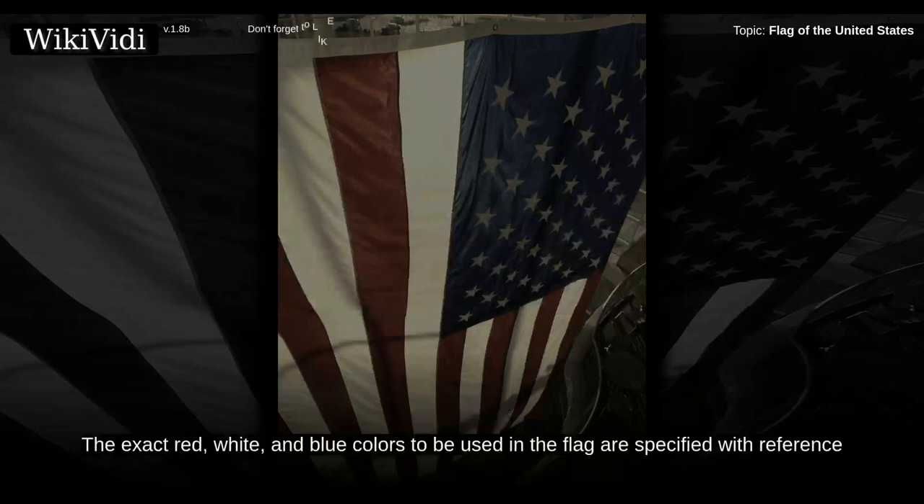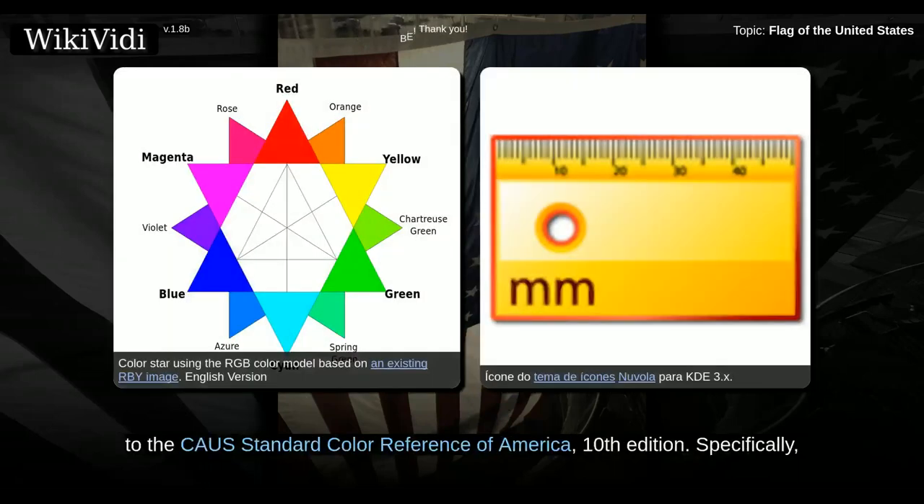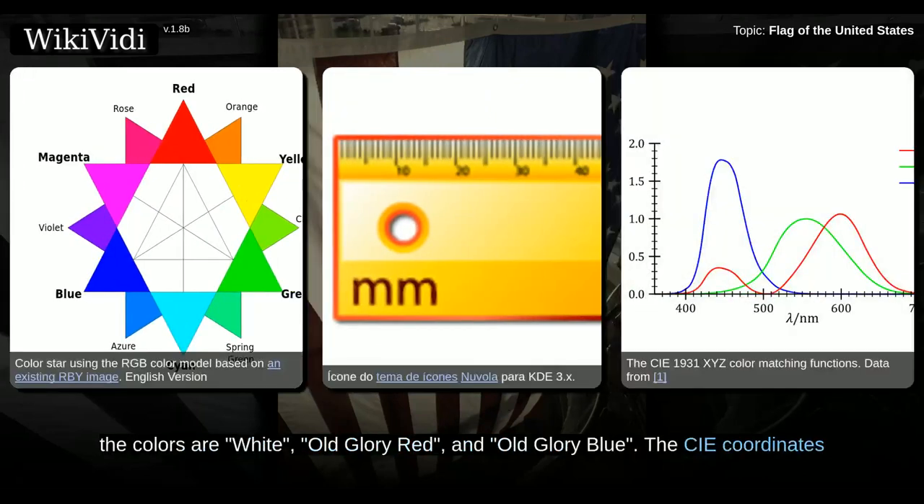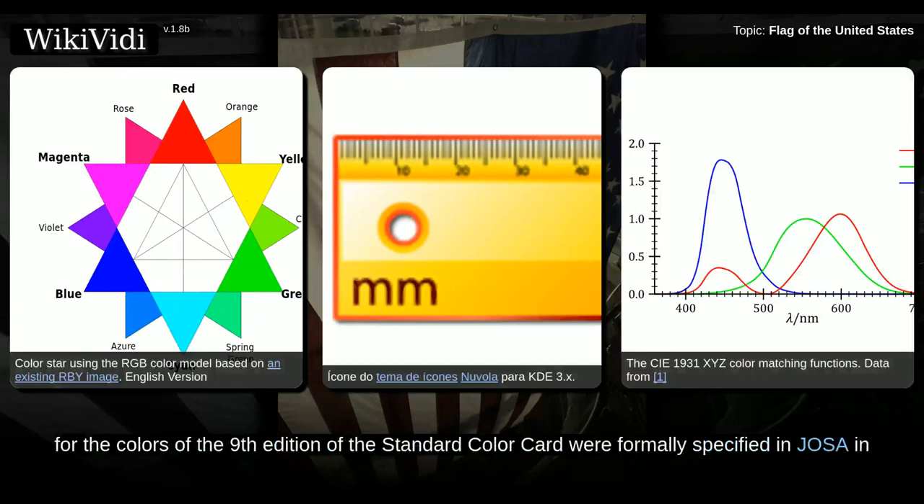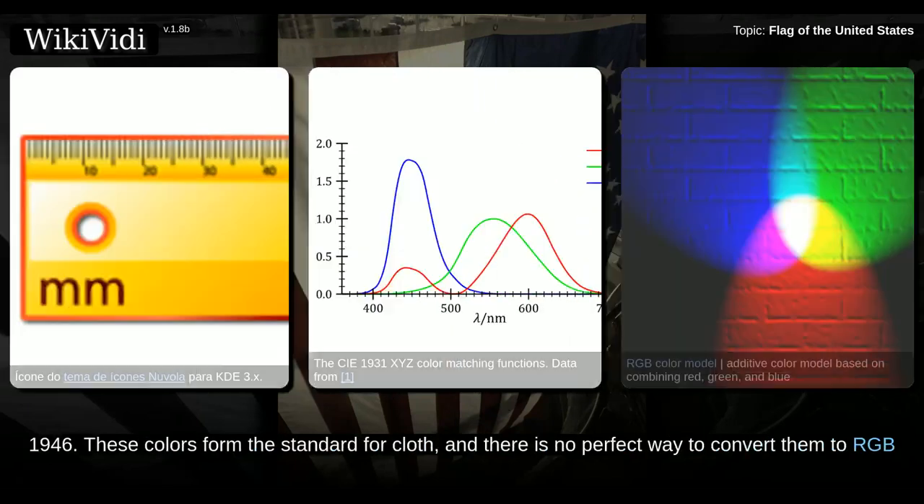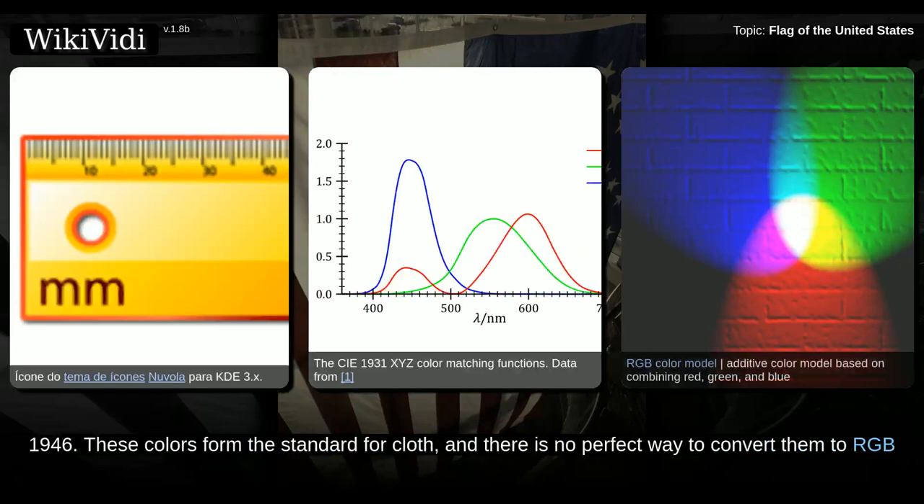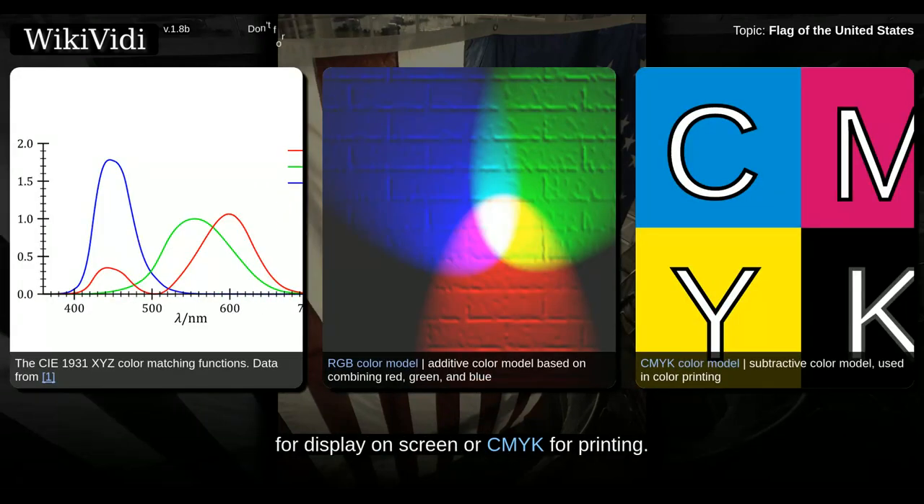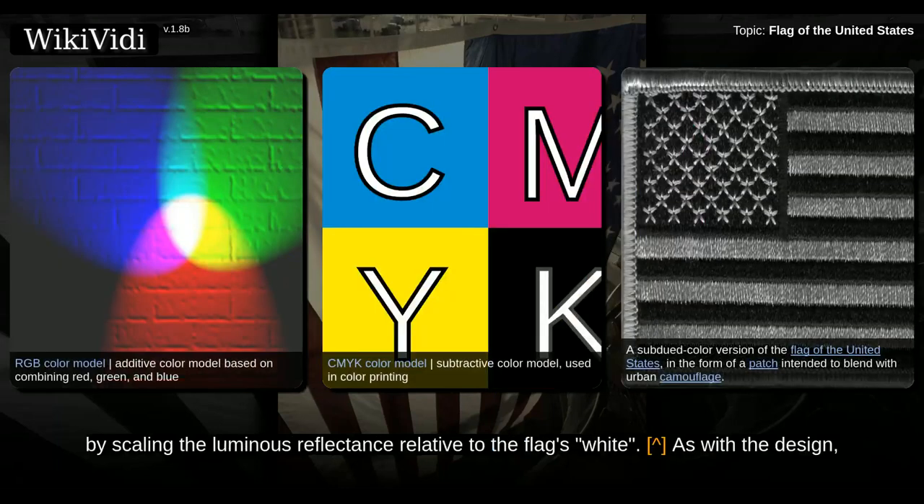The exact red, white, and blue colors to be used in the flag are specified with reference to the Cable Standard Color Reference of America, 10th edition. Specifically, the colors are white, Old Glory red, and Old Glory blue. The CIE coordinates for the colors of the 9th edition of the Standard Color Card were formally specified in JOSA in 1946. These colors form the standard for cloth, and there is no perfect way to convert them to RGB for display on screen or CMYK for printing. The relative coordinates in the following table were found by scaling the luminous reflectance relative to the flag's white.